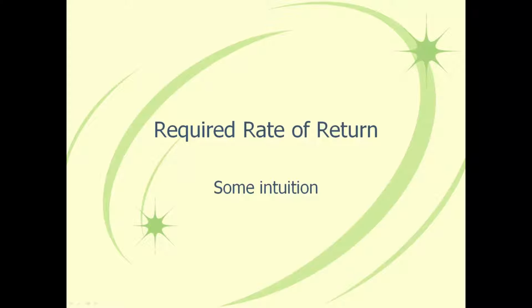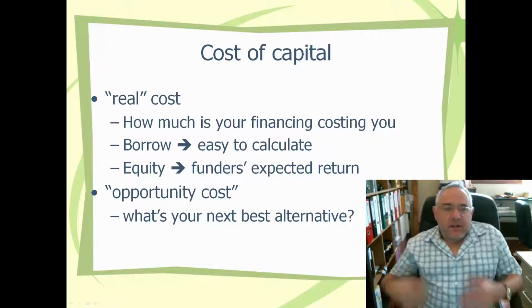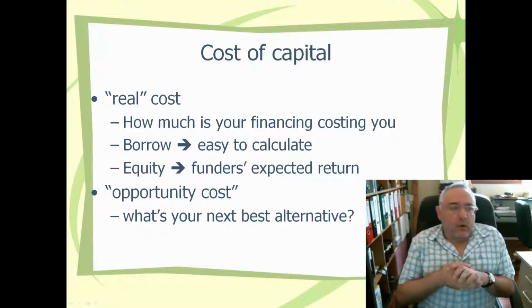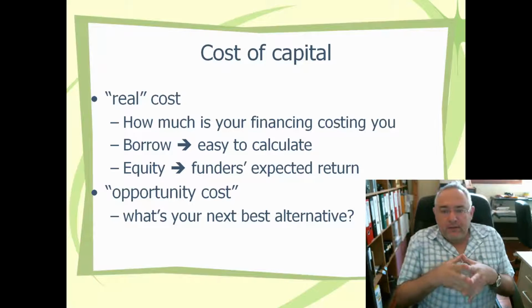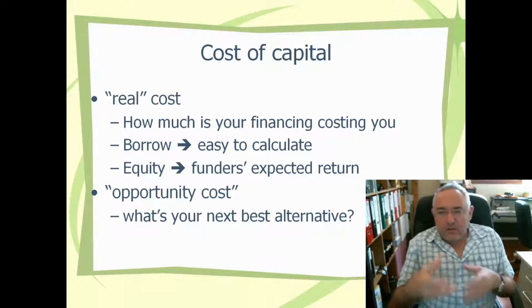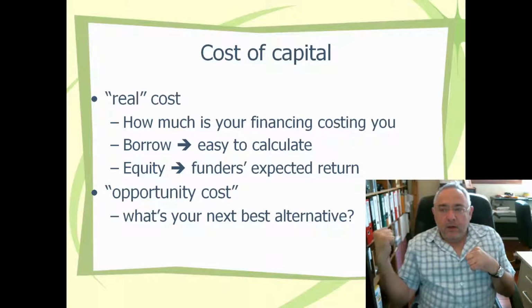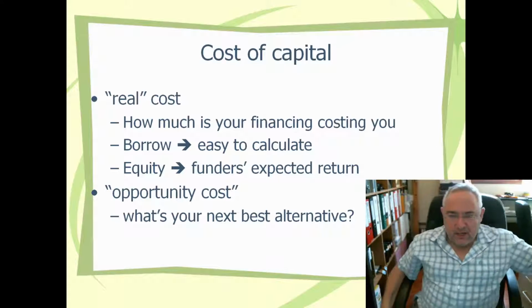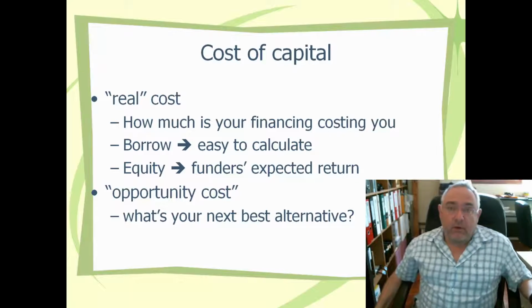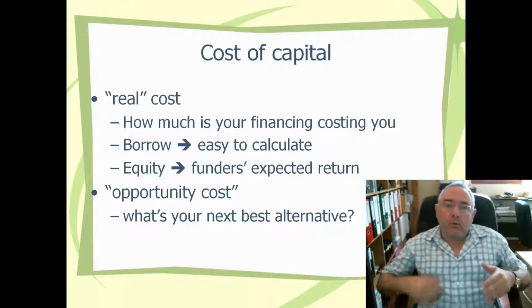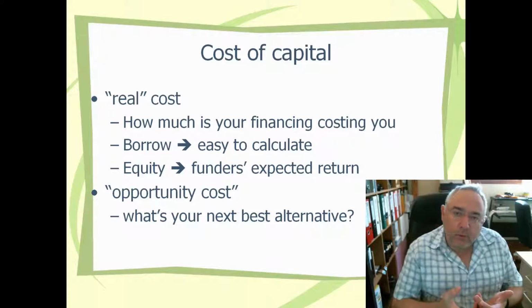Required rate of return, where does it come from? Look, if you're borrowing money, it's pretty obvious what the rate of return is. It's how much you've basically got to pay back to your financiers. So if you're borrowing, it's really easy. If you're paying 10% to the people who've lent you money, then your project has got to make more than 10%. Pretty obvious, right?